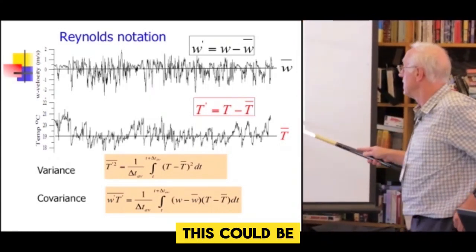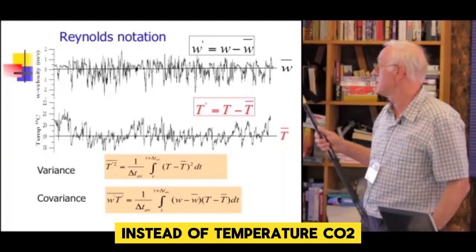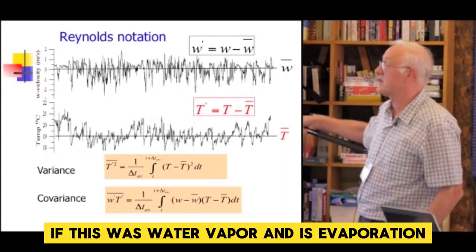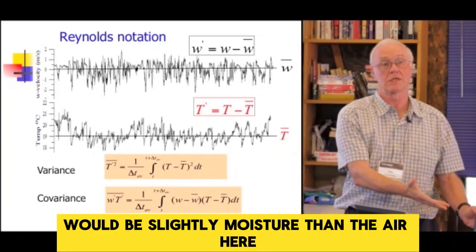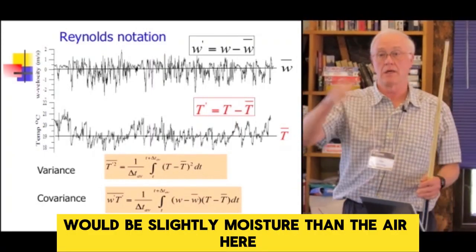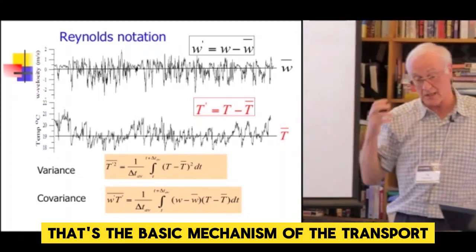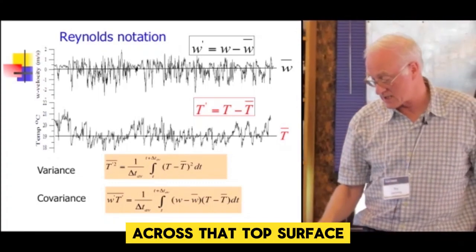This could be, instead of temperature, CO2 or water vapor. If this was water vapor and there's evaporation, then on average the air from here would be slightly moister than the air here, and that's the basic mechanism of the transport across that top surface.